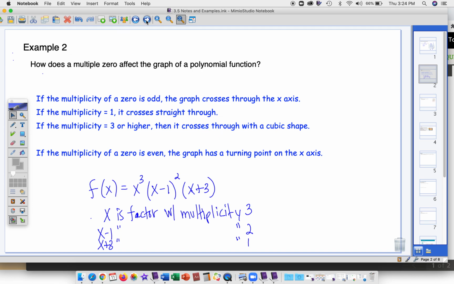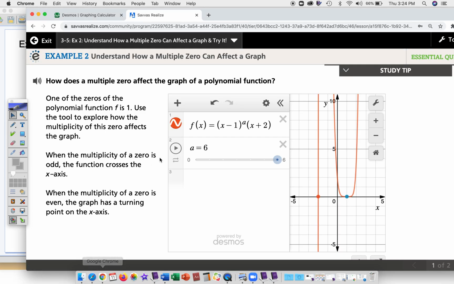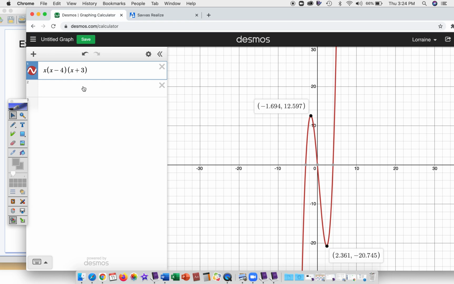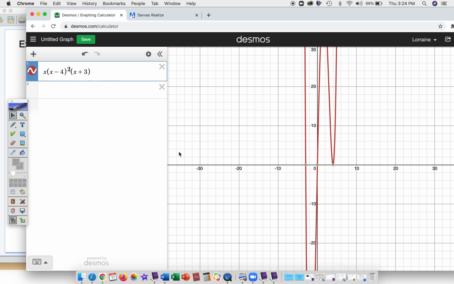Okay, so that's pretty cool stuff to add to our tools of how to come up with a decent graph. Let me just go back to Desmos one more time. I'll change this 0 here at 4. Watch what happens. Right now it's at a power of 1, right? It's going straight through. I'm going to change that power to a 2. I get the turning point. See how it's touching and bouncing back? If I change that power to a 3, cubic shape.